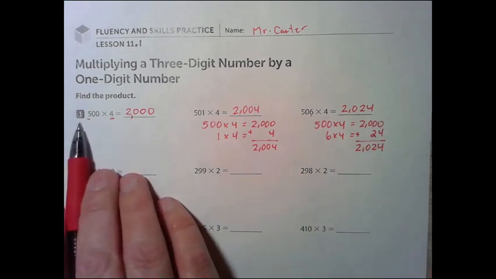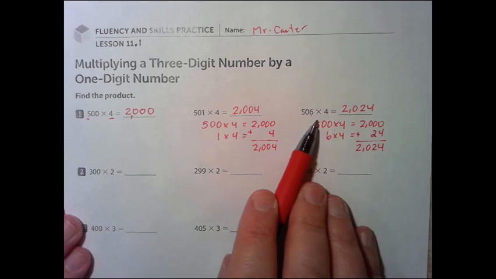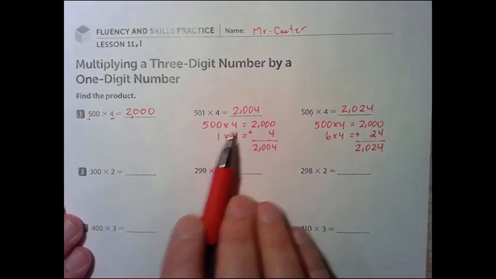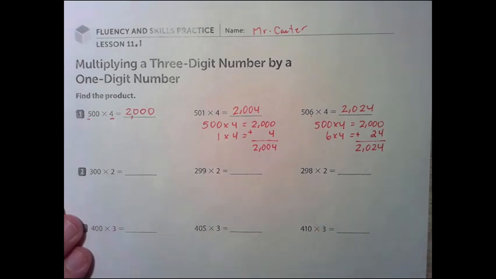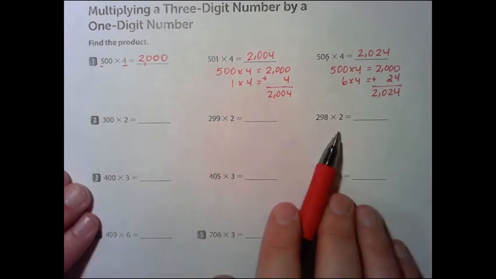And these kind of all go together, as you can see. So that's why they just did number 1 here, because it was 500, and then 501, 506, so that you can break it apart again into that 500 times 4 basic fact. Now let's look at number 2. Number 2 is also kind of related. We'll talk more about that.